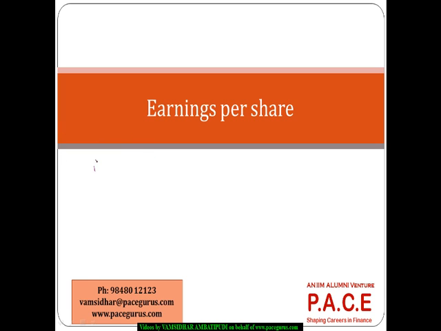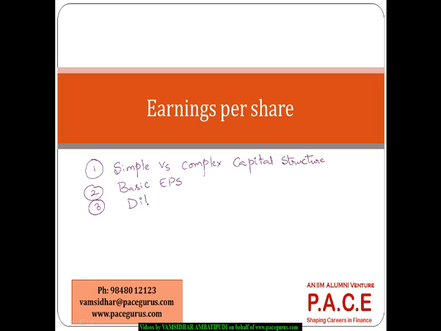So, what I would like to look at in this session is, one, simple versus complex capital structure. What do we mean by simple? What do we mean by complex? And how does the earnings per share computation differ in these aspects? And even in the earnings per share computation, I would look at the basic EPS as well as diluted. Diluted is something we use especially when there is a complex capital structure.